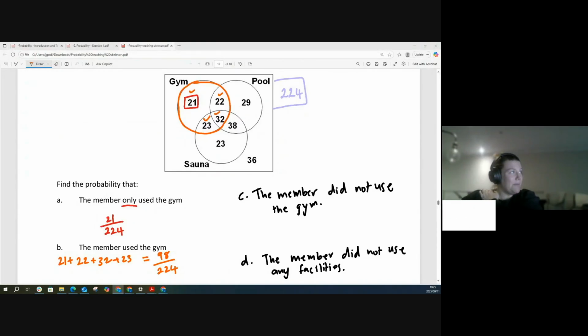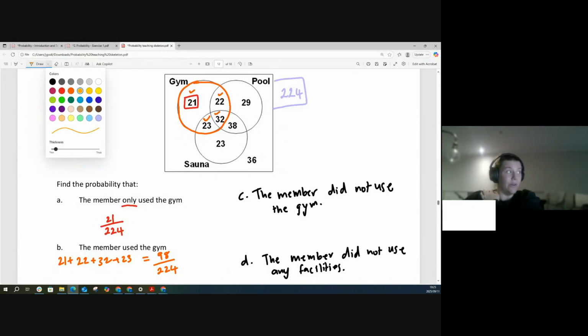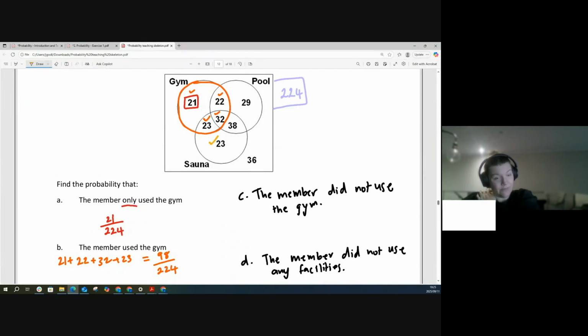What is the probability that the member did not use the gym at all? So that would be these people, because they didn't use the gym. They didn't use the gym. They didn't use the gym. But who else? These 36 also didn't use the gym. So I'm going to include all of those numbers. So I have 23 plus 38 plus 29 plus 36, which gives me 126 out of 224.